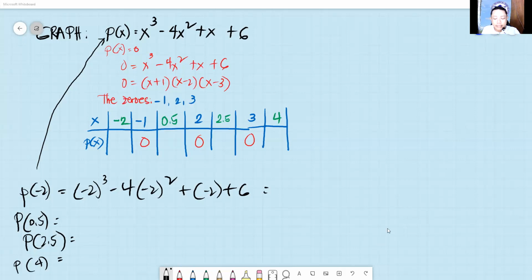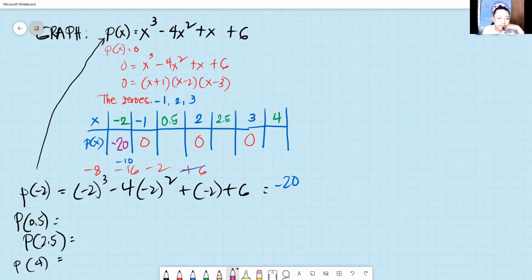-2 cubed, that's -8. Solve natin. This is -8. Squared, 4 times -4, -16. Tapos -2 plus 6, so mawawala na to. This will be removed. This will become -10. -10, -8, -2, -20. Okay. So, we have here -20.